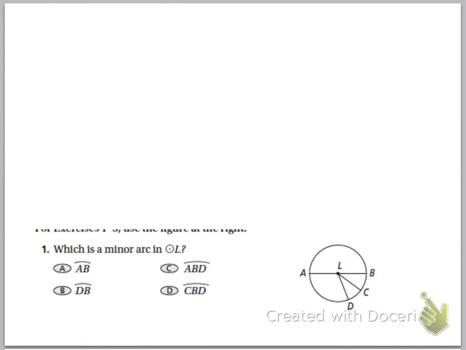Minor arcs, remember, are smaller than a semicircle, and we always label them with 2 letters. So I can automatically eliminate these two because they don't have 2 letters. If I look at AB, that's a semicircle. DB is smaller than a semicircle, so that's going to be my minor arc.